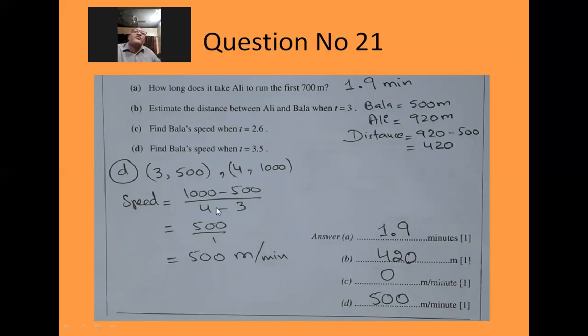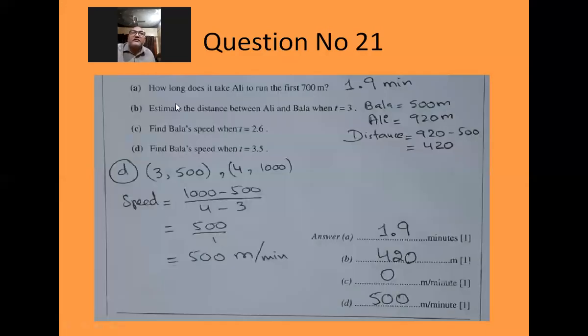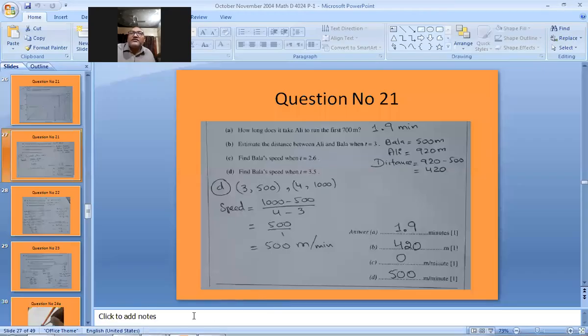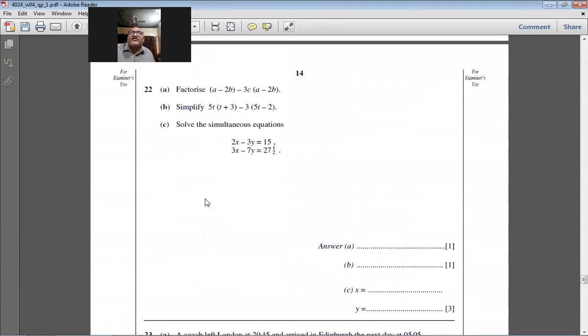So you can see that we have done all the four parts. There are so many parts. Because this is a distance time graph, if you find the slope of this graph, that will be equal to the speed. Okay, so a little tricky question. This is its answer. Okay, so let's go to the next part.